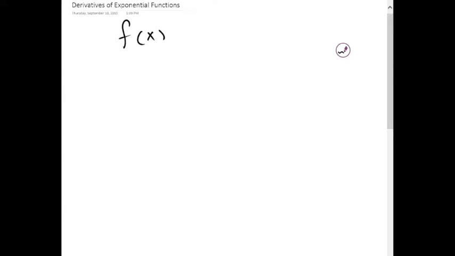Good luck. This is the concept video for derivatives of exponential functions. So an exponential function is a function that takes the form f of x equals some base to the power x. And a special one of these functions is f of x equals e to the x. So we're trying to differentiate these kind of functions.